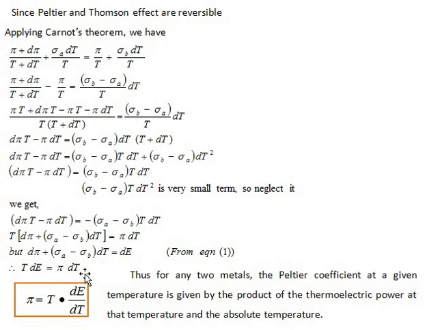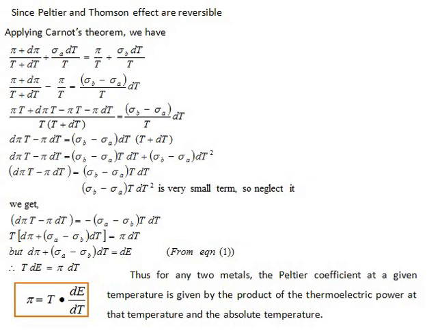Clear? So just rearrange: pi is equal to T into dE by dt. That is the relation we have to derive. Thus, for any two metals, the Peltier coefficient at a given temperature is given by the product of the thermoelectric power at that temperature and the absolute temperature. Okay, that is the definition for Peltier coefficient.